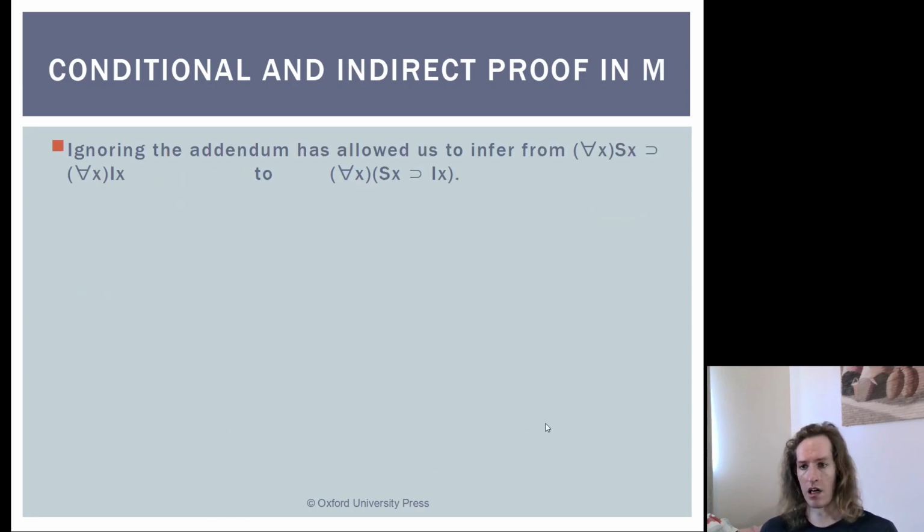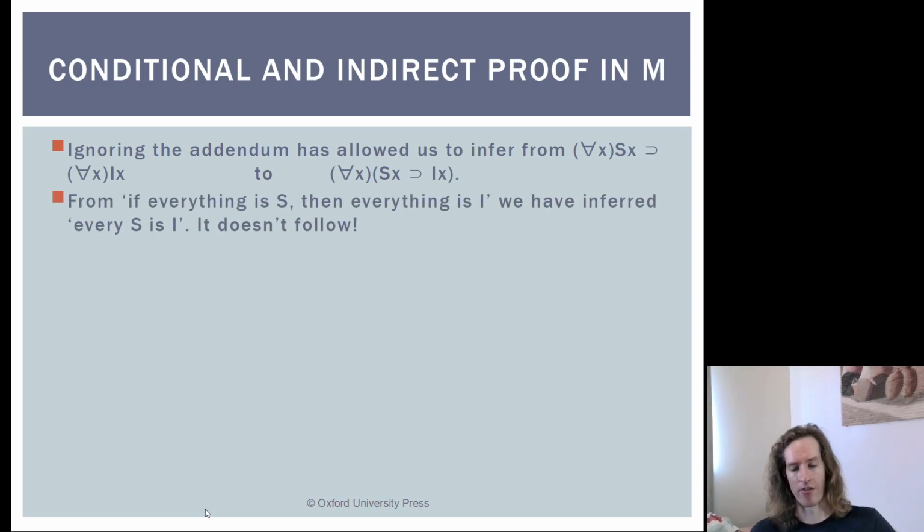All right, so there's some problem. You run into some issues if you universally generalize. So in this case, we're going from if it's true that for all x, Sx, then it's true that for all x, Ix. And that's different than saying, well, for all x, if Sx, then Ix. So from if everything is S, then everything is I, we have inferred every S is I.